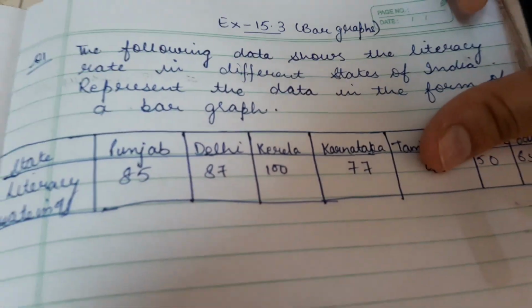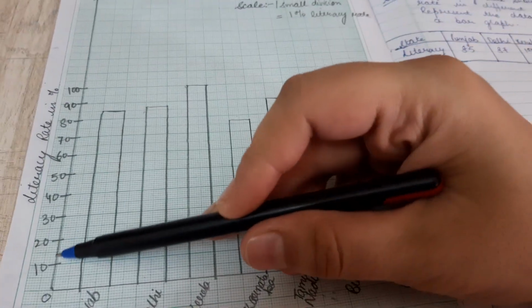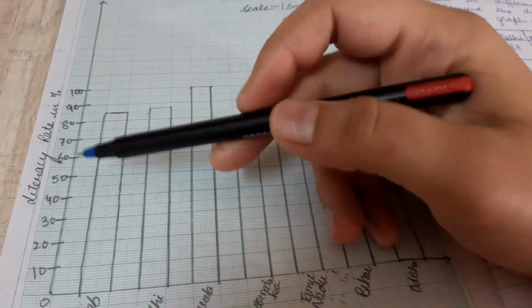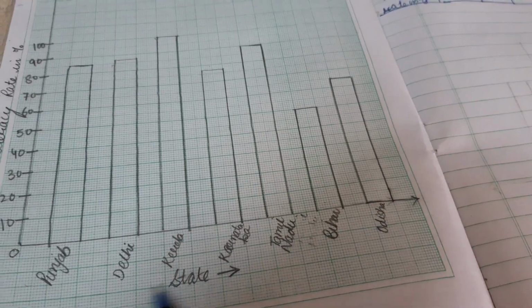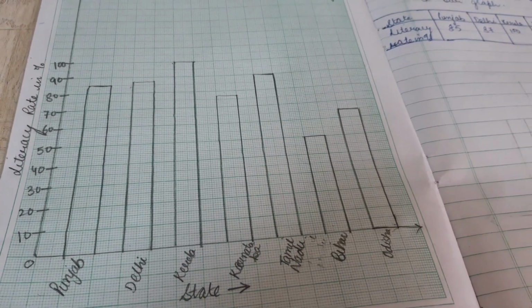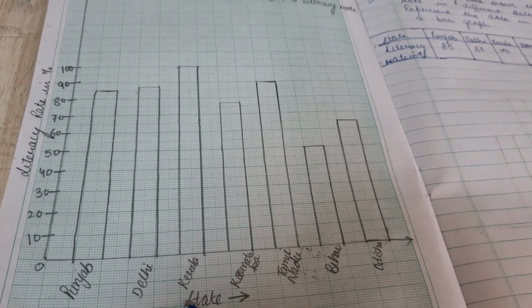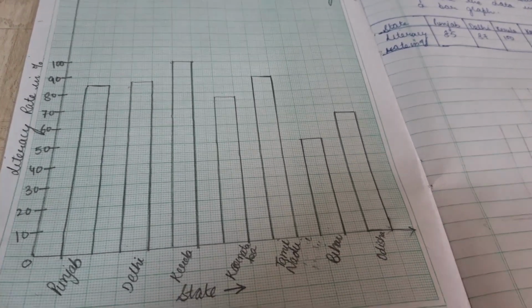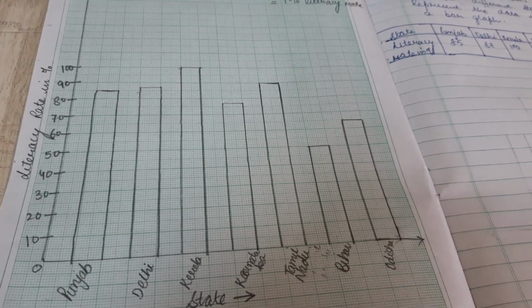Now the first thing that we do for making a bar graph is we have two axes. This is the vertical axis, or you can say the y-axis, and the horizontal axis, or you can say the x-axis. Now we are going to draw its bar graph. I am going to draw a vertical bar graph here because it is not mentioned in the question which type of graph you need to draw.